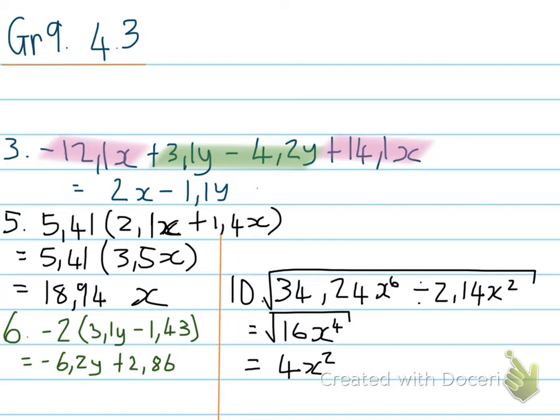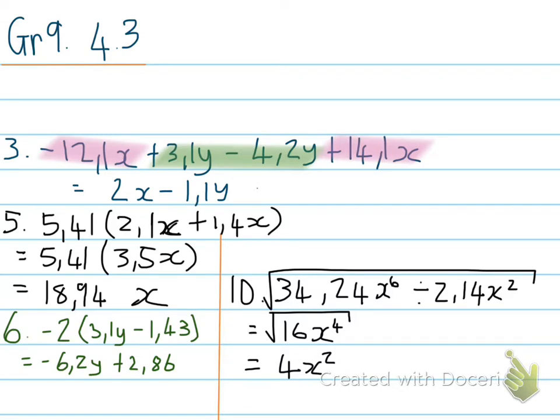All right, then number 5. At number 5, I have 5,41 and then in brackets 2,1x plus 1,4x. So first I have to add what's in brackets and I get 3,5x. I multiply that by the 5,41 and I get 18,94x.